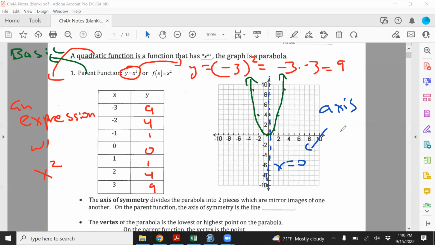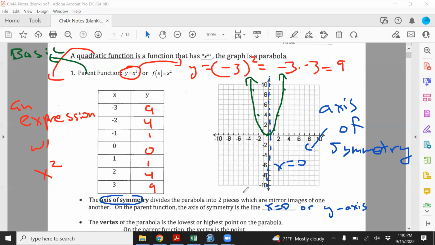We're going to use that term a lot. It just means it cuts it in half, right? Axis of symmetry, right here. It divides a parabola into 2 pieces. We call these parabolas, and there's a deeper meaning why it's called a parabola, which we'll get to in the second semester if we have time. But it's just mirror images of one another. On the parent function, the axis of symmetry is the line x equals 0, or just the y-axis.